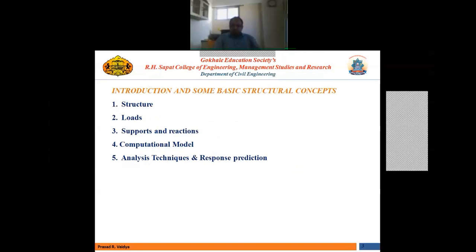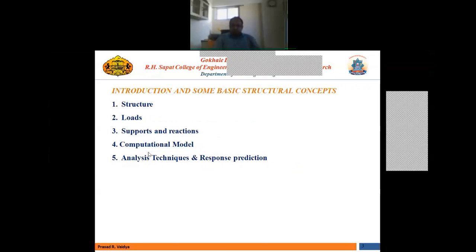So everything, whatever you model, ultimately it goes to support. Okay, so whatever loads you apply on the structure, that should be in the form of reaction. So the load part should be correct. So for that, you should understand the various types of the supports and how reactions are generated based on these supports. Then we'll discuss the computational model.